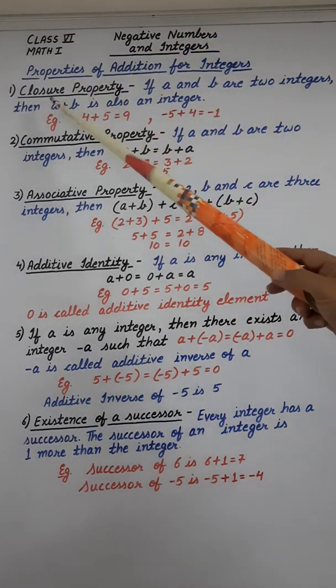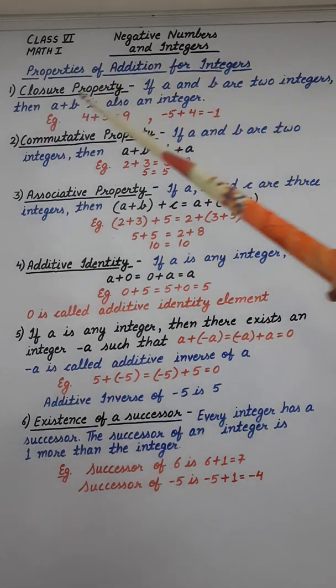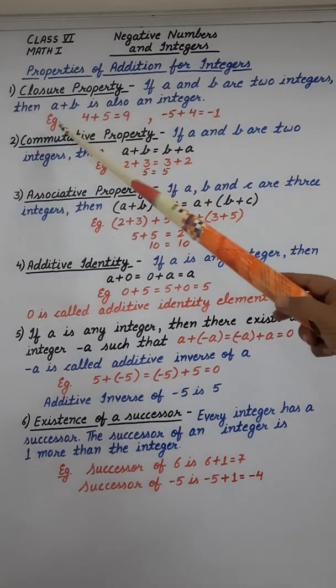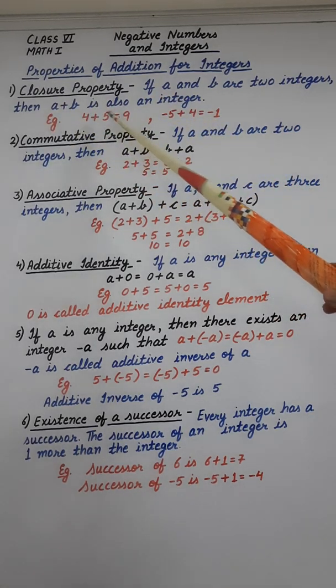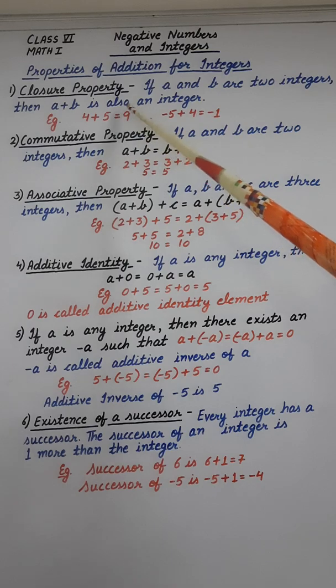First property, closure property. If a and b are two integers, then their sum is also an integer. For example, 4 plus 5. 4 is an integer, 5 is also an integer. When we add them, result is 9, which is also an integer.